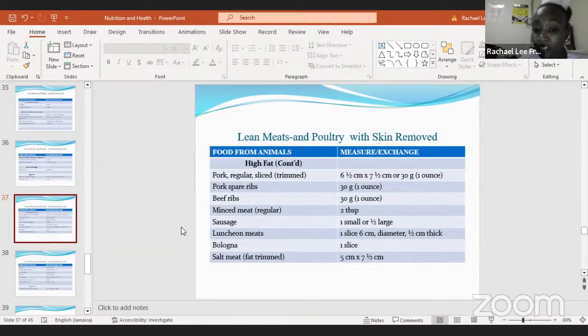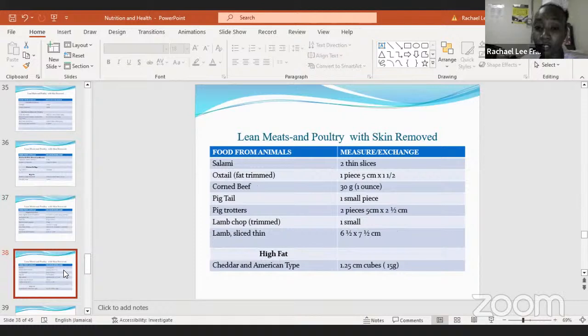And here it mentions salt meats, 5 centimeters by 7.5 centimeters. And salt meat in itself is not for persons who are on a low sodium diet, because that would be contraindicated against your condition. Then you have salami, 2 slices, because we do know that the salami has a lower sodium base than the bologna. That's why they tell you two thin slices here.